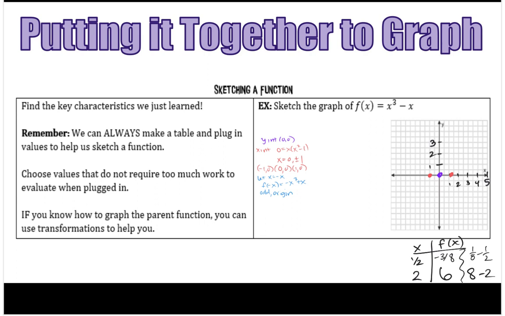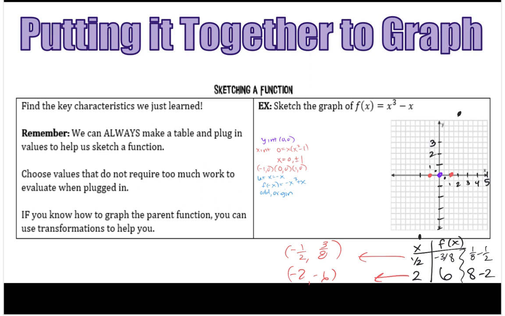Now remember, since our function is odd, if we have the point (2, 6), we also have the point (-2, -6). If we have the point (1/2, -3/8), we also have the point (-1/2, 3/8). So let's go ahead and plot those points. All right, so because I adjusted the scale, those (2, 6) and (-2, -6) don't actually fit. But that really helps me, I can approximate where that's going to be.